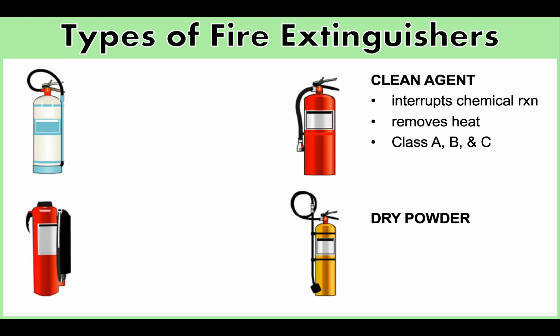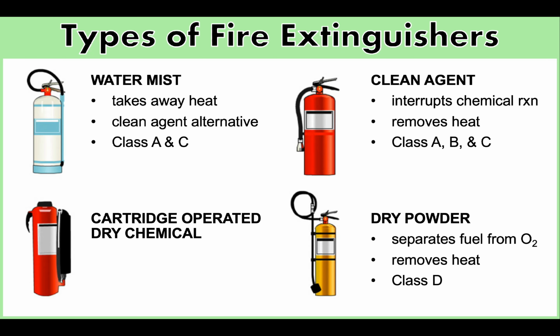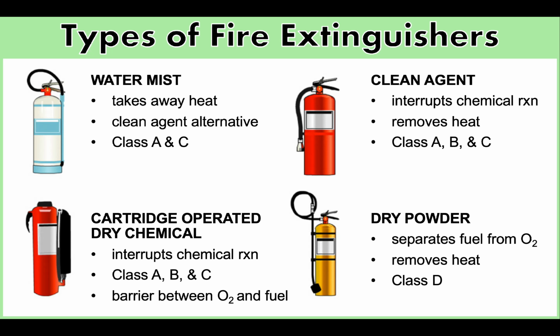The dry powder extinguishers are similar to dry chemical, except that they extinguish the fire by separating the fuel from the oxygen element or by removing the heat element of the fire triangle. Lastly, we have the cartridge-operated dry chemical fire extinguishers, which can extinguish the fire primarily by interrupting the chemical reaction of the fire triangle. Like the stored pressure dry chemical extinguishers, the multipurpose dry chemical is effective on Class A, B, and C fires.